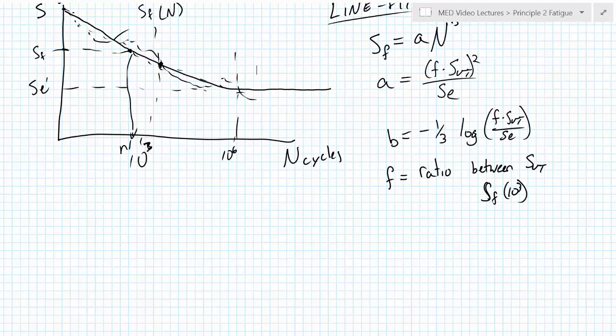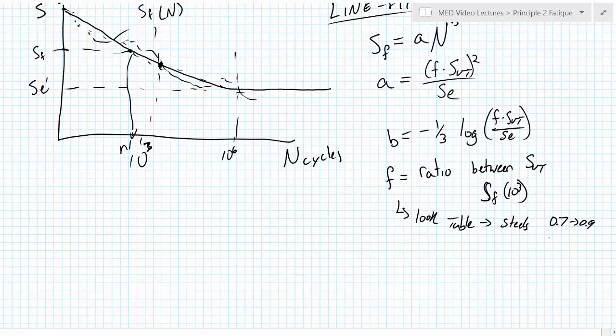So to find F, we look at tables. Specifically, we've got a table in the Shigley book that has it for steels. It can be calculated as well if need be. But for the most part, we'll stick to steel and just use it as a graph. It tends to fluctuate between about 0.7 to 0.9, depending on the ultimate strength of the material that we're talking about.